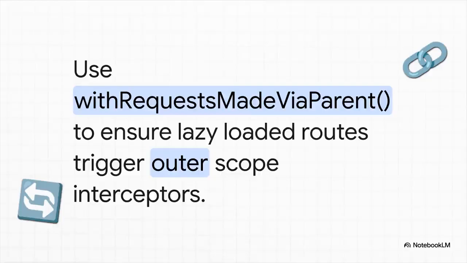If a lazy loaded route defines its own interceptors, Angular by default might completely ignore the interceptors you set up at the root level, meaning your auth tokens could suddenly disappear on lazy loaded pages. No way we want that. To fix this pitfall, you need to use the with request made via parent function. This basically tells Angular to pass the request up the chain, ensuring your root level interceptors, like your global auth or logging, still fire correctly even inside those lazy loaded modules.